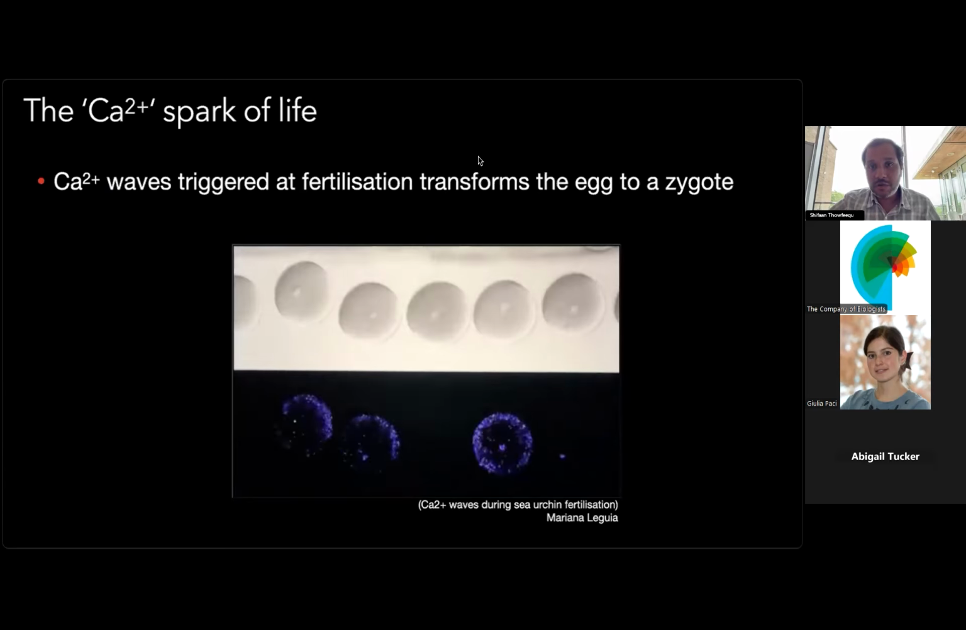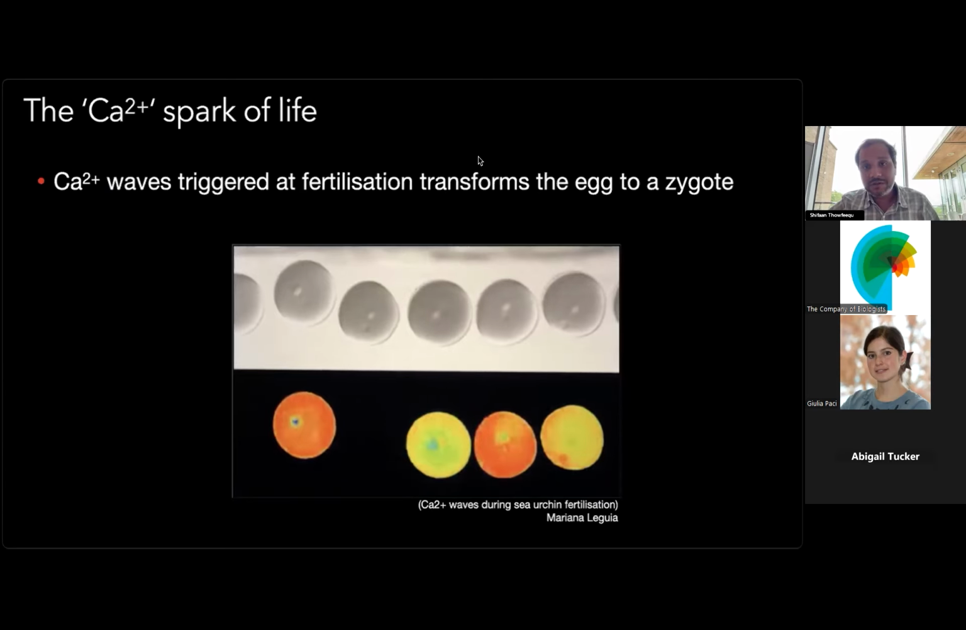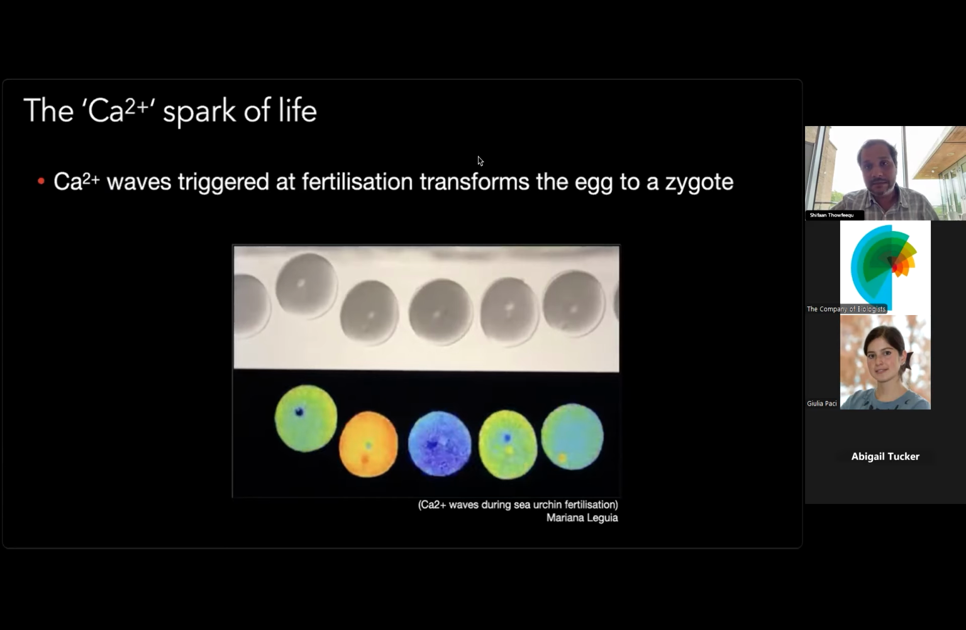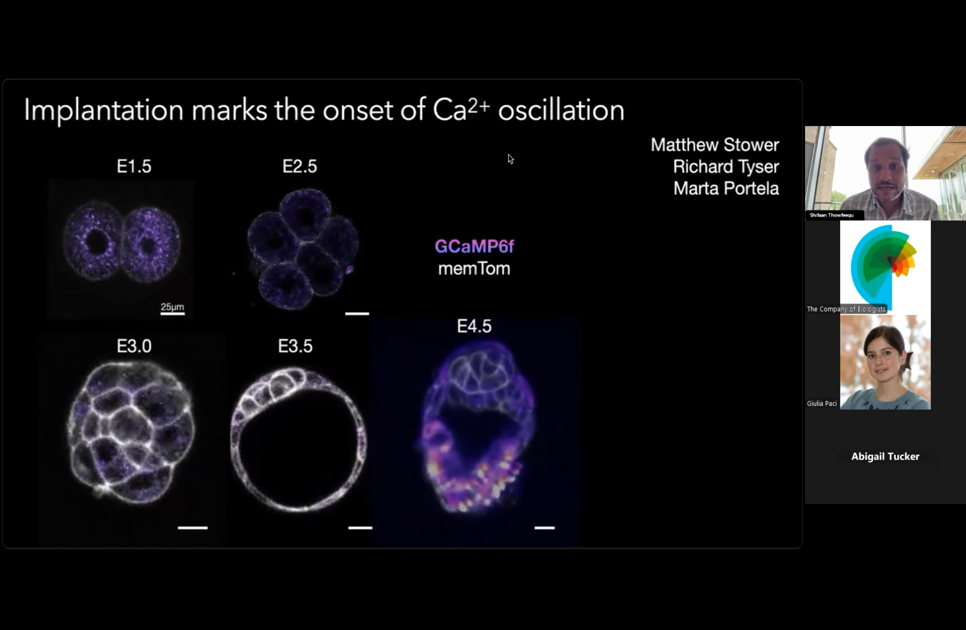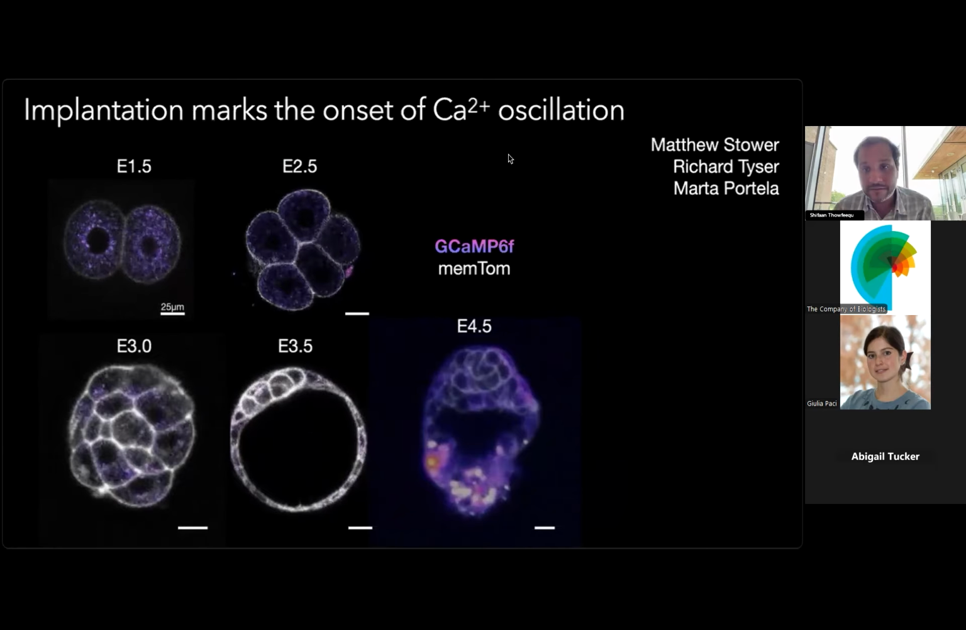the calcium dynamics of the embryo soon following this. So what we did in the lab was try to investigate this in the mouse embryo, combining the GCaMP calcium reporter line with fast time-lapse microscopy in order to see the calcium dynamics during development.